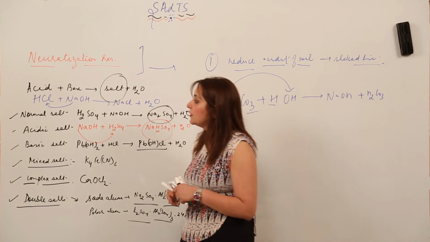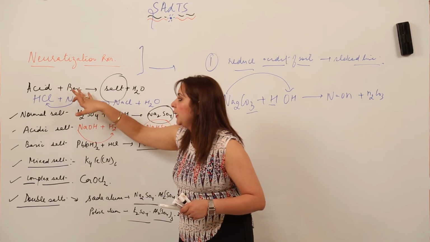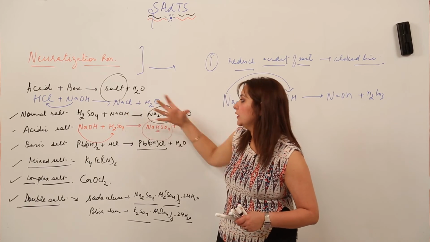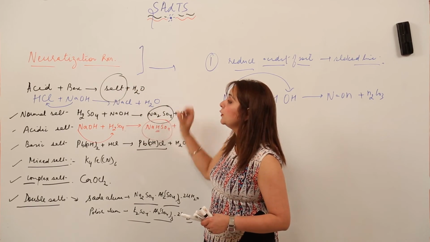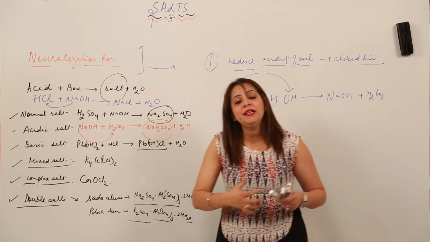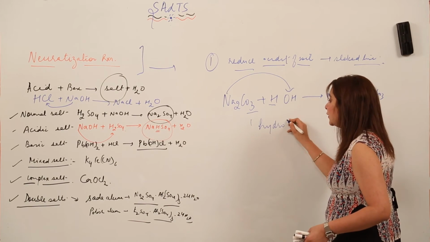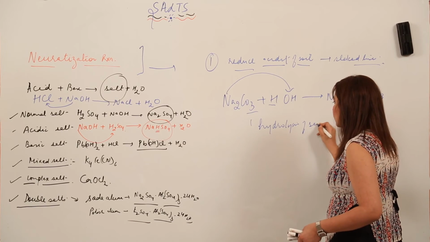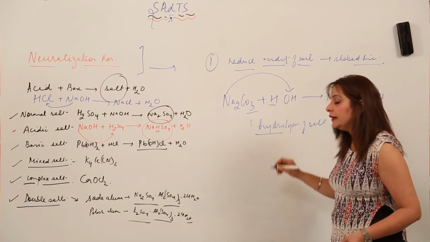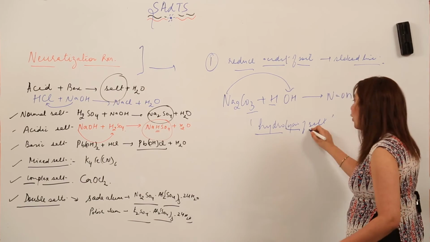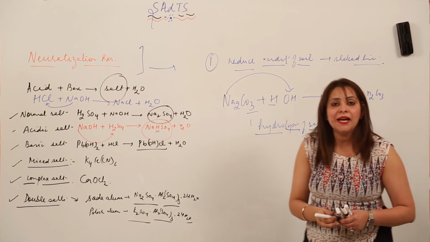As you saw, when acid and base react, they form salt and water. But when we react salt with water, what do we get? We again get the acid and the base. And this is something called hydrolysis of salt. Hydro means water, lysis means breakdown of salt. That means the salt gets lysed by water.